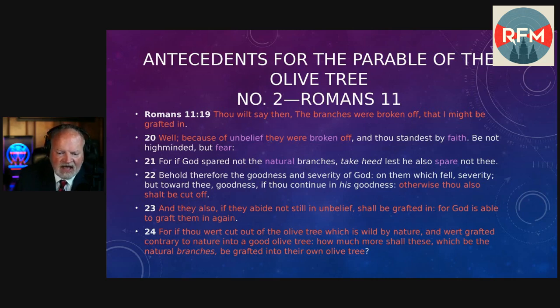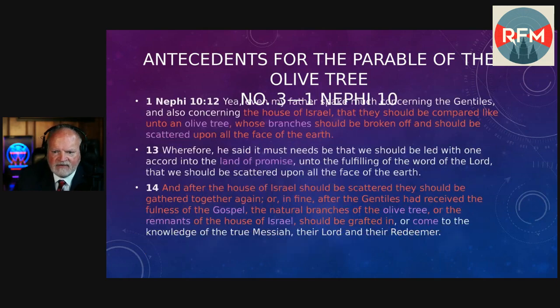For if thou wert cut out of the olive tree, you Gentiles, which is wild by nature, and wert grafted contrary to nature into a good olive tree, how much more shall these, which be the natural branches, be grafted into their own olive tree? So that is the second antecedent for Jacob chapter 5 and the allegory of the olive tree. You can see there are a great many details from Romans 11 that get replicated in Jacob chapter 5.